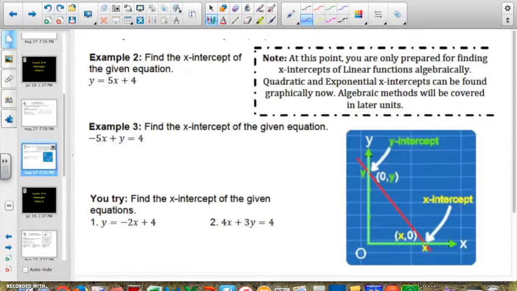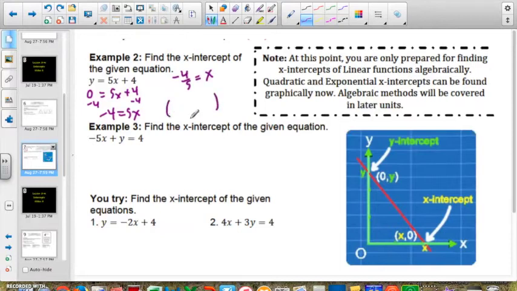So if we're looking at example 2, we want to find the x-intercept of the given equation. So we're going to plug 0 in for y. So we're going to have 0 equals 5x plus 4. We're going to need to subtract 4 from each side. So we're going to get negative 4 equals 5x. We'll need to divide both sides by 5, so we're going to get negative 4/5 is equal to x.